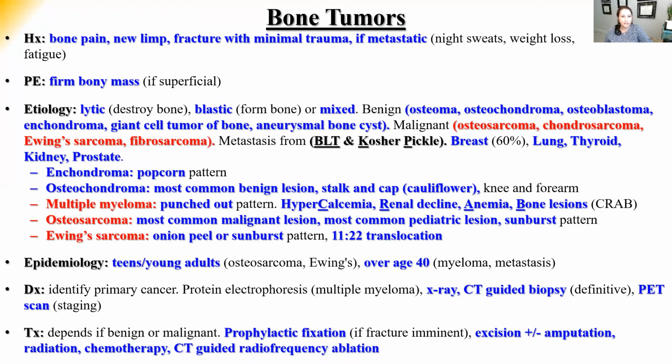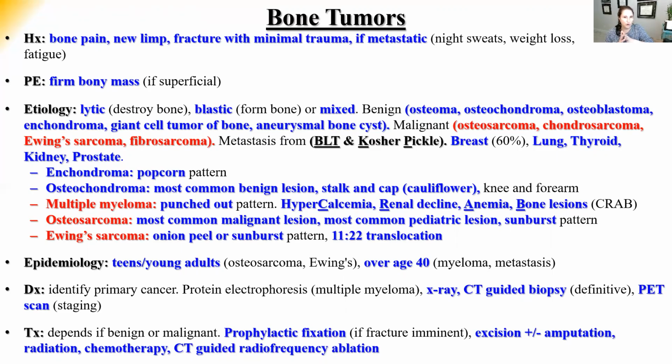If it's metastatic, night sweats, weight loss, fatigue, we know those are all B symptoms of cancer. If it's a very superficial bony tumor, they may have a firm bony mass in that area, but if it's a deep tumor, you may not feel it. Benign types of bone tumors include osteoma, osteochondroma, osteoblastoma, enchondroma, giant cell tumor of the bone, and an aneurysmal bone cyst. Malignants are osteosarcoma, chondrosarcoma, Ewing sarcoma, and fibrosarcoma.